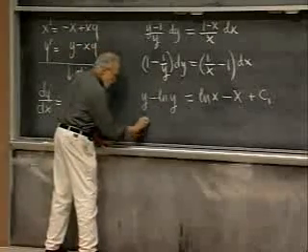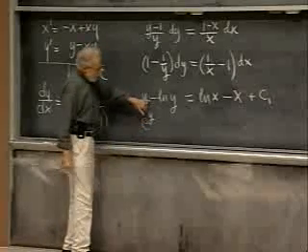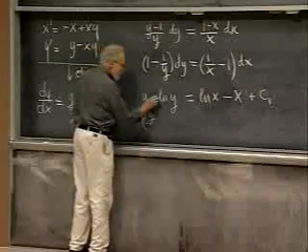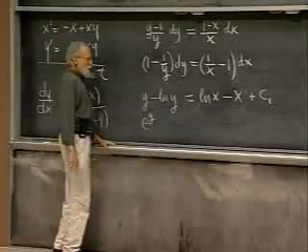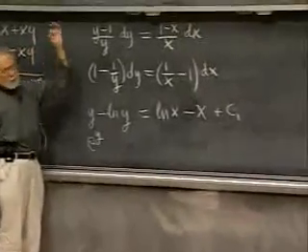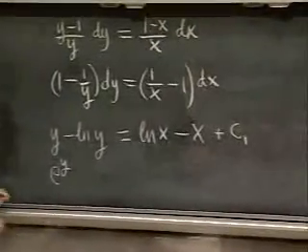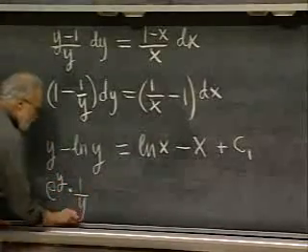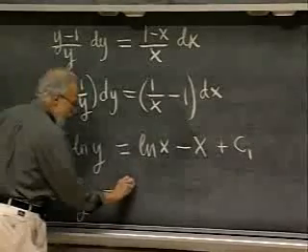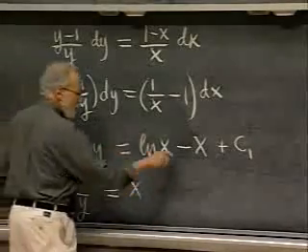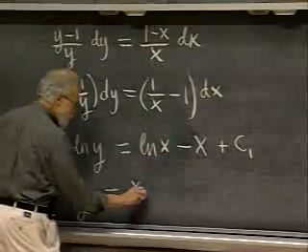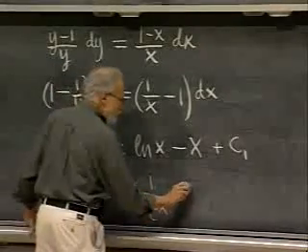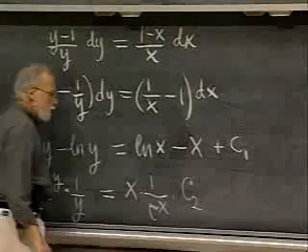It will be e to the y, that part is easy, times, because pluses and minuses change into times, e to the negative log y. Well, e to the log y is y. If I put a minus sign in front of that, that sends it into the denominator. So instead of being y, it is 1 over y. Equals x, e to log x is x, e to the negative x is therefore times 1 over e to the x. And that's times the exponential of c1, which I'll call c2.